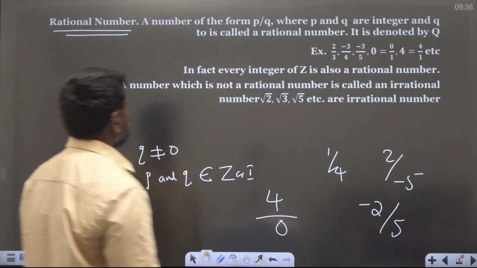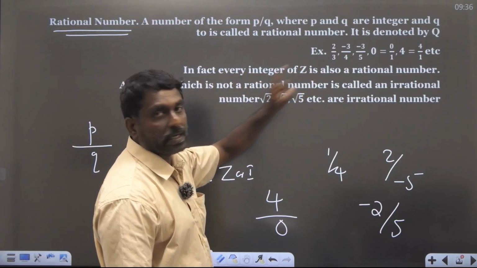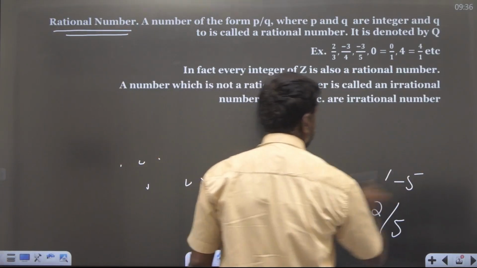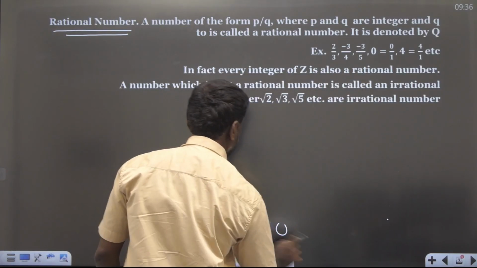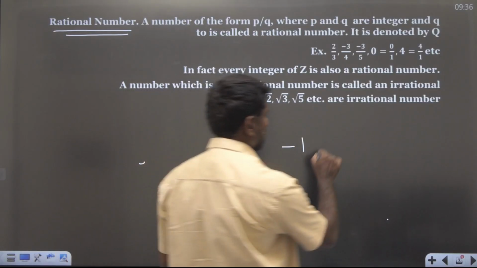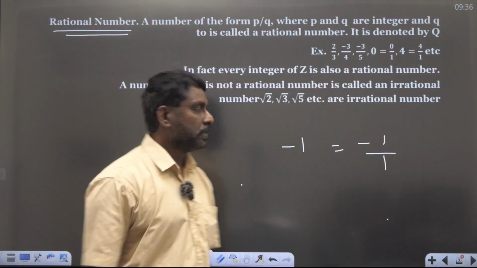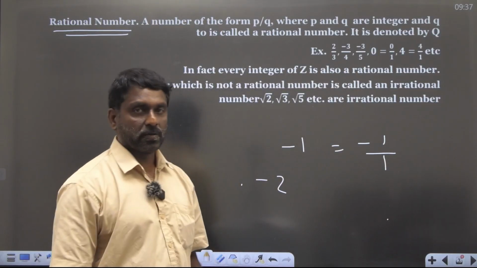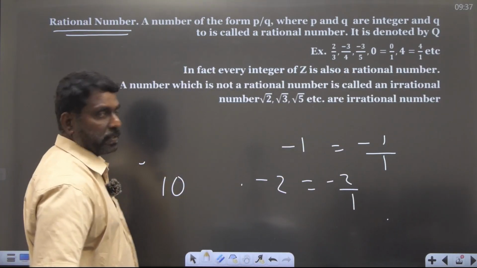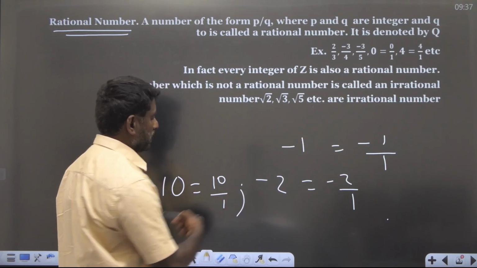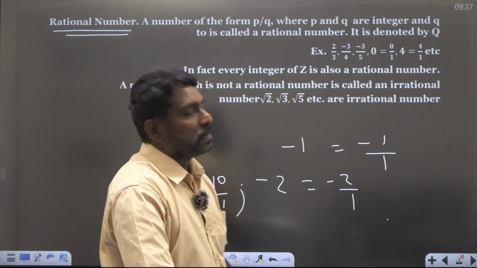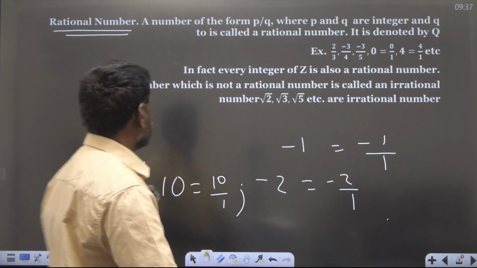In fact, every integer of Z is also a rational number. Another very important result. For example, negative 1 is a rational number also. What is the reason? This can be negative 1 by 1. Negative 2 is a rational number. Why? This can be minus 2 by 1. 10 is a rational number. Why? This can be 10 by 1. So every integer is also a rational number.